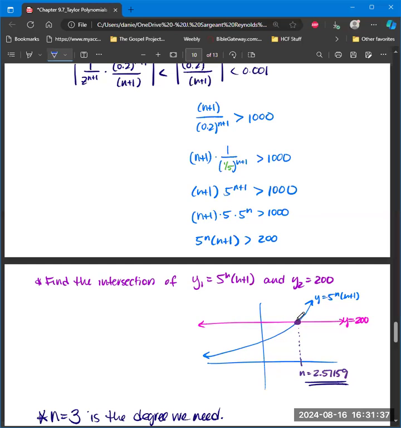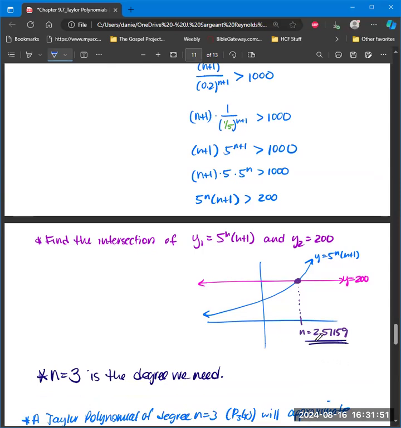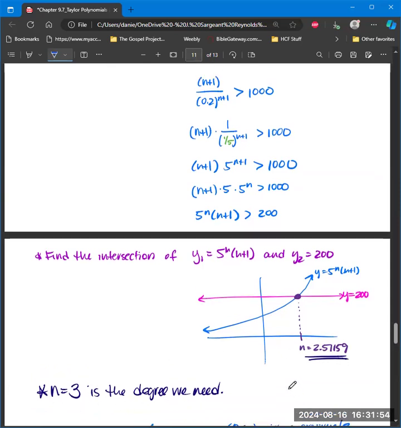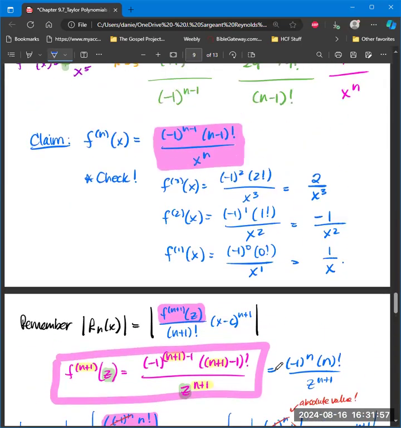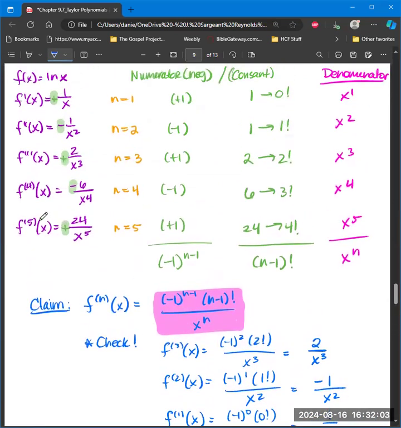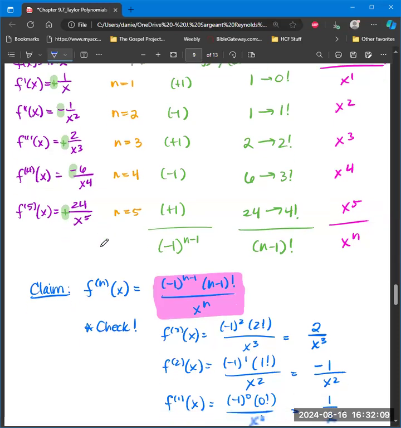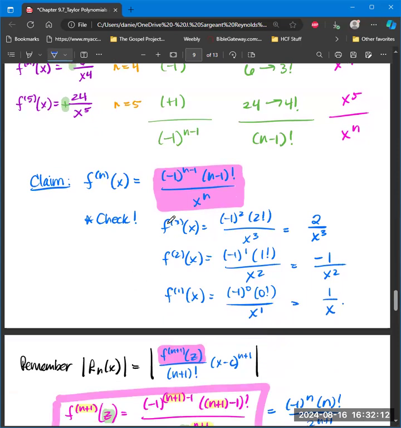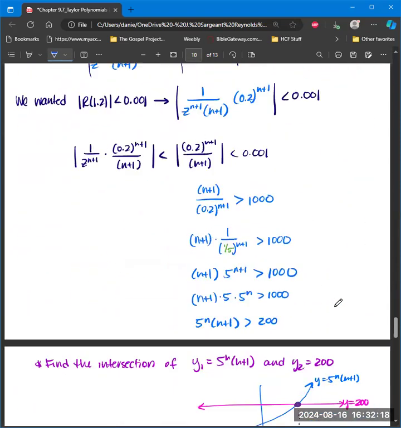So there's 200. There's 5 to the n times n plus 1. We're going to have to graph it and see where that's at. So n has to be 2.51159. So we need bigger than that. So n equals 3 is the degree of the polynomial that's needed. So we come back here and we know these are the nth derivatives up to 5, but we really only need up to 3 here to satisfy the conditions for the remainder.